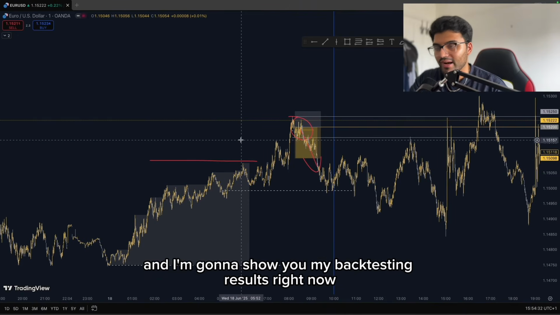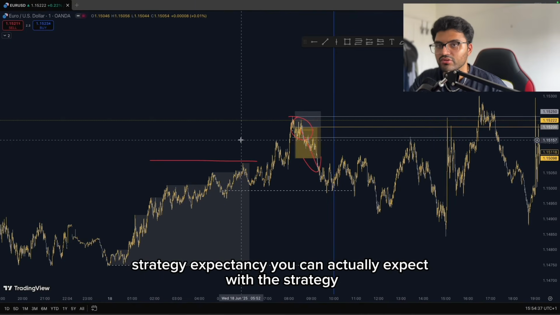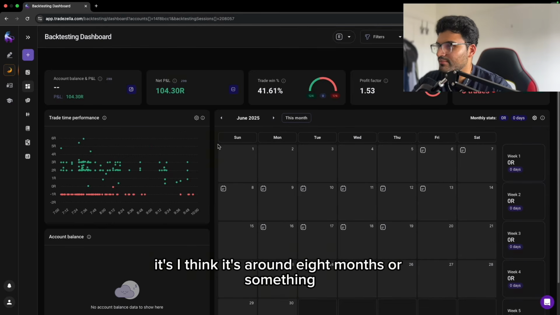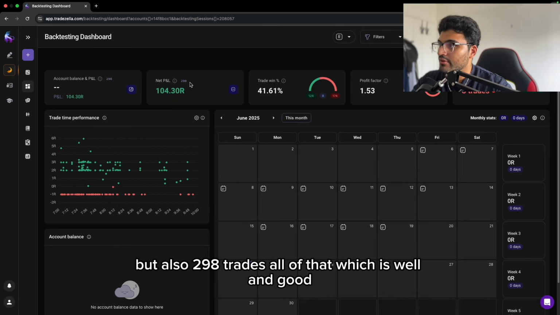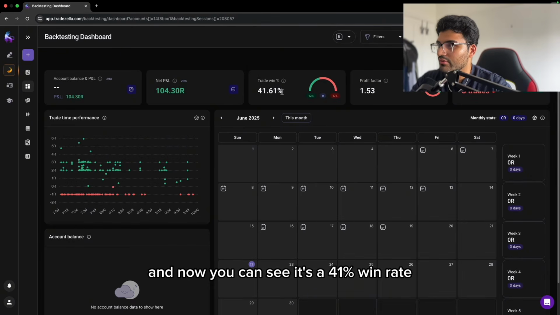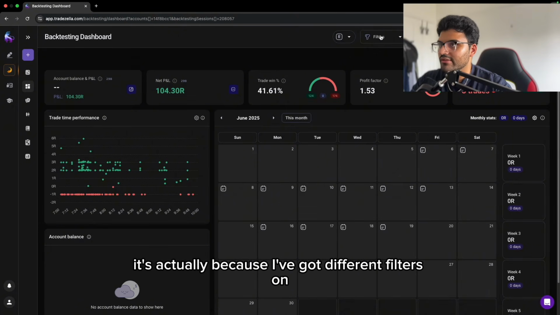And I'm going to show you my backtesting results right now so you can see what kind of strategy expectancy you can actually expect with the strategy. So now I'm on TradeZella. This is a backtesting session which I've been running. I think it's around 8 months or something, with 298 trades, which is well and good. Now this is the exact strategy which I basically just said in this video. And now you can see it's a 41% win rate, 104 risk to reward, which is obviously unrealistic. It's actually because I've got different filters on.